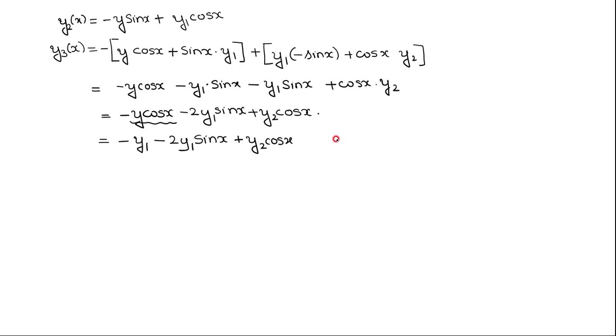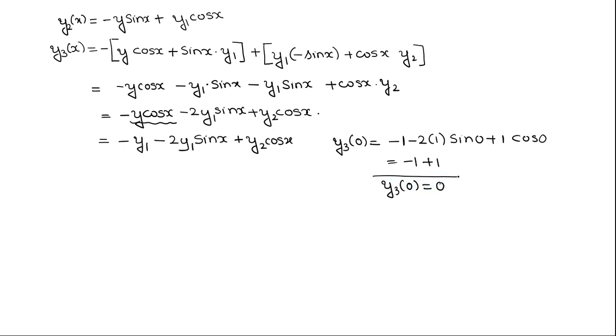Let me go for substituting x is equal to 0. So y3 at 0 is equal to minus y1. The y1 at 0 is 1. So it is minus 1 minus 2 into y1 which is 1, sine of 0 is 0, plus y2 is also 1, cos of 0. Cos 0 is 1 and here sine 0 is 0. So this term will be 0. It is minus 1 plus 1. So we got y3 of 0 is equal to 0. So we have the third order derivative at 0 is 0.